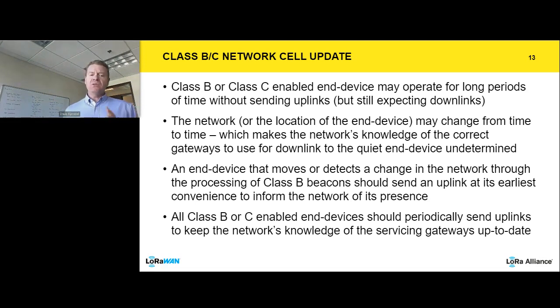You could imagine something like this for a switch that was controlling lights. They're Class C, they're enabled all the time. They're just listening for the command to turn the light on or off. However, if the network changes for whatever reason, gateways are added, gateways are removed, we still need to know from the network what is the appropriate gateway to use in order to connect with that device.